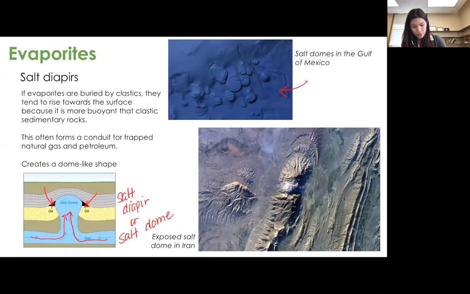So these are the domes you can see. I just got this image off of Google Earth or Google Maps. If you look offshore in the Gulf of Mexico, you'll see these really cool dome shapes, and that's from these salt domes that are rising up towards the surface. When they do breach the surface, they look like salt. So here is an exposed salt dome in Iran, and you can see it's white, just like your table salt is, especially contrasted with the surrounding rock.